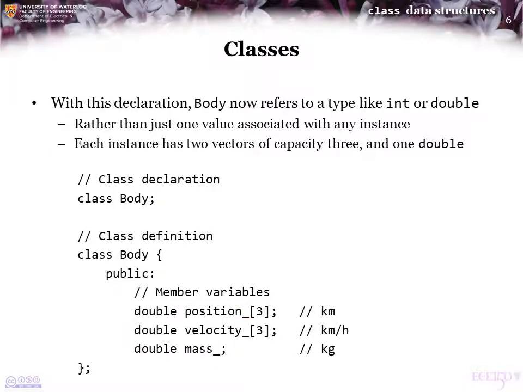All right, with this declaration, body can now refer to a type just like int or double. However, rather than int and double, which can only have one value associated with any local variable or parameter of that type, now each instance of any local variable or parameter of this type is intimately associated with 2 vectors of capacity 3 and 1 double.